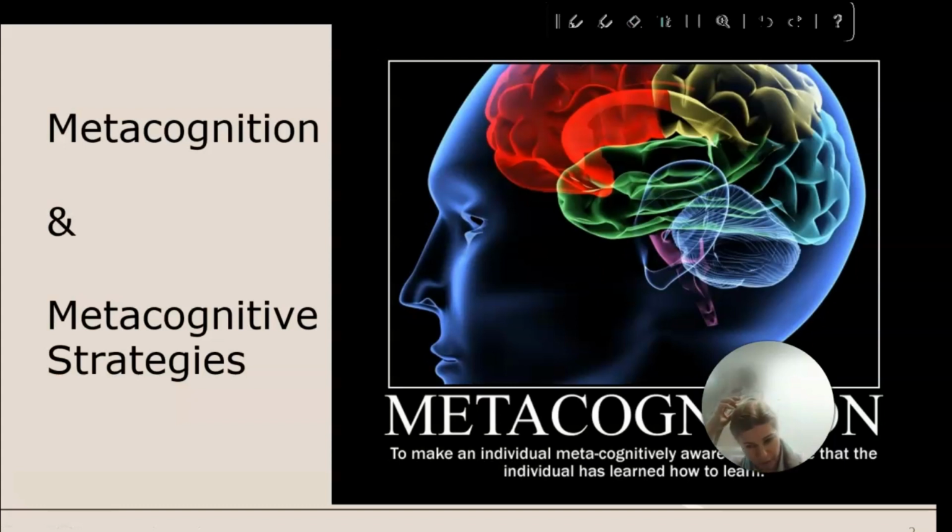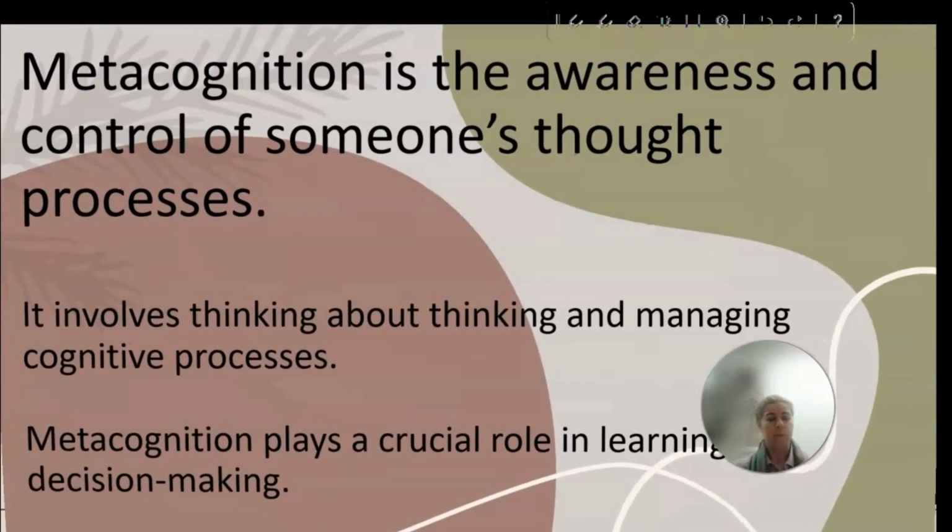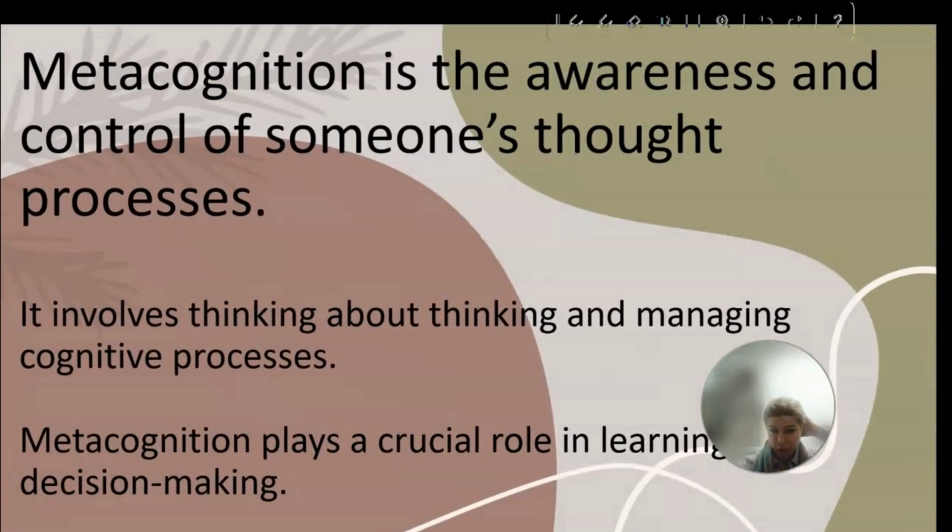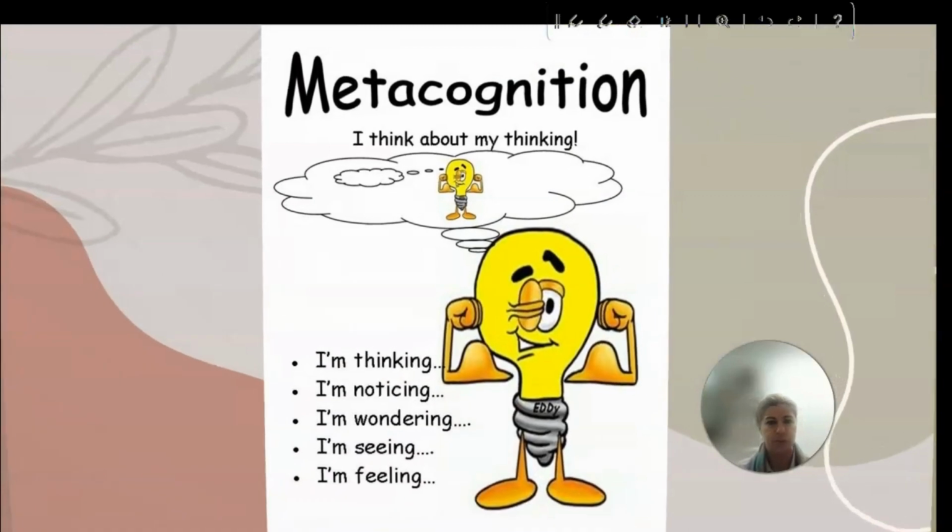Metacognition and metacognitive strategies. When we refer to metacognition, we refer to how to make an individual metacognitively aware in order to ensure that the individual has learned how to learn. Metacognition is the awareness and control of someone's thought process. It involves thinking about thinking and managing cognitive processes. Metacognition plays a crucial role in learning and decision making, of course.